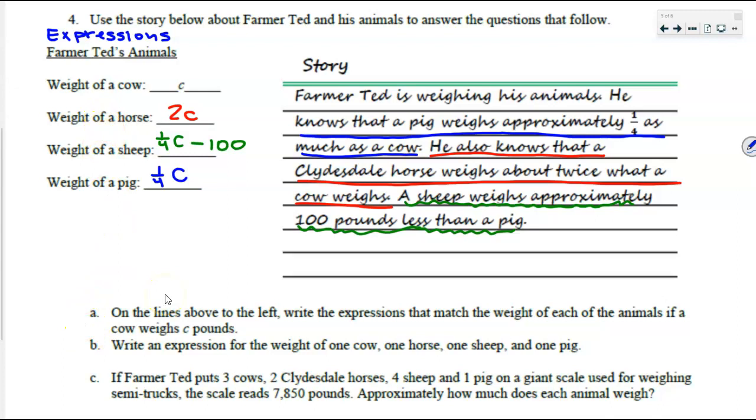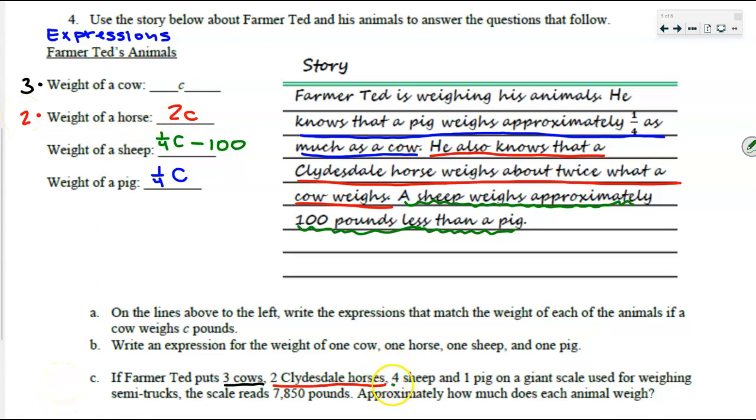I'm actually going to skip part B because it says, what if he had one of each? But he doesn't have one of each. Part C tells us that he has more. How many cows does he have? 3. So, how many of these C's am I going to have? 3 of them. How many Clydesdale horses does he have? 2 Clydesdale horses. So it's not just 2C, he has 2 of those 2C.